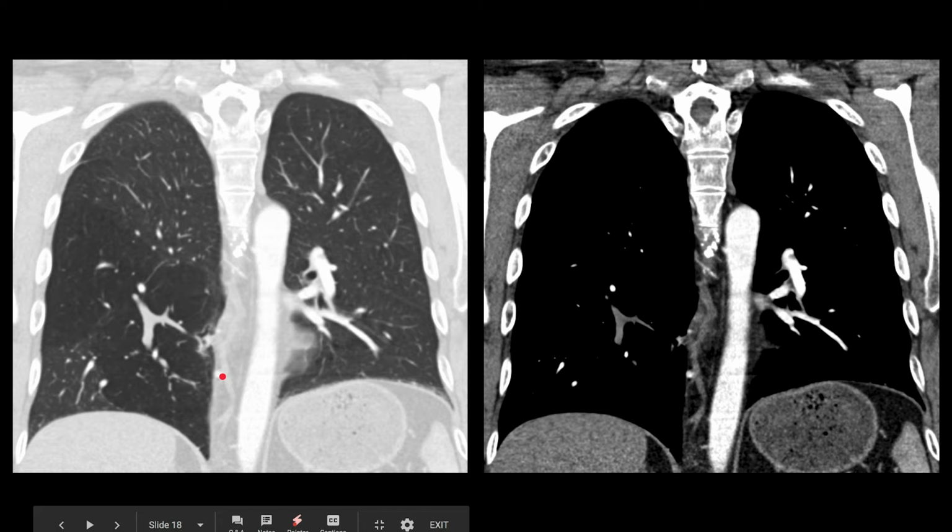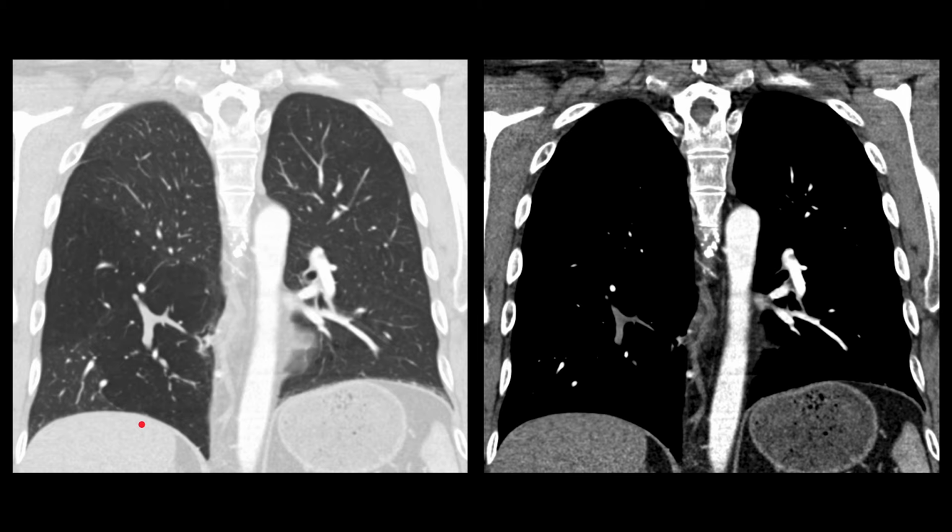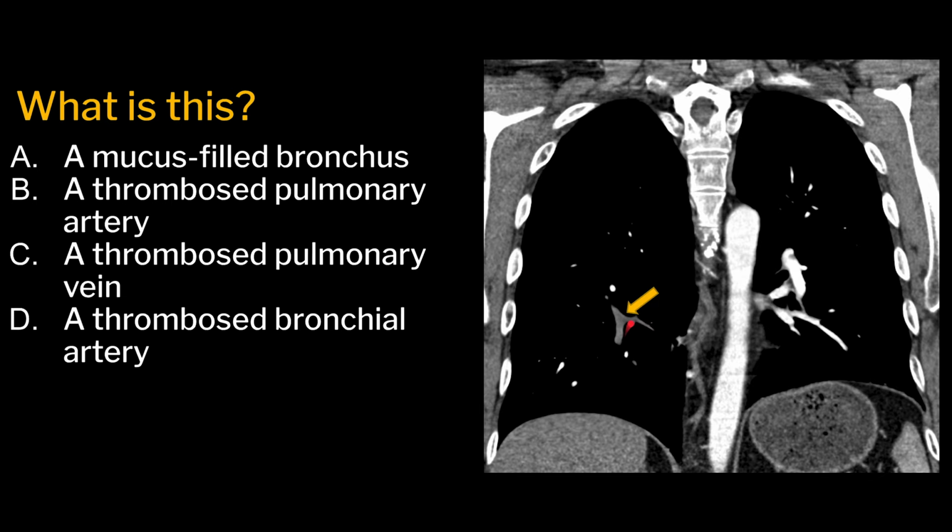Okay, question four. On this question, I showed you two coronal images of the chest, and one is on lung windows showing you a large hyperlucent area in the right lower lung, and within this there's a paucity of vessels. We have a lot fewer vessels, or pruning of the vessels, and then in the center of it there's this large branching structure. And on soft tissue windows you could see that this branching structure is hypodense, so it doesn't have contrast in it. So the question was, what is this hypodense structure? And the answer is a mucus-filled bronchus.